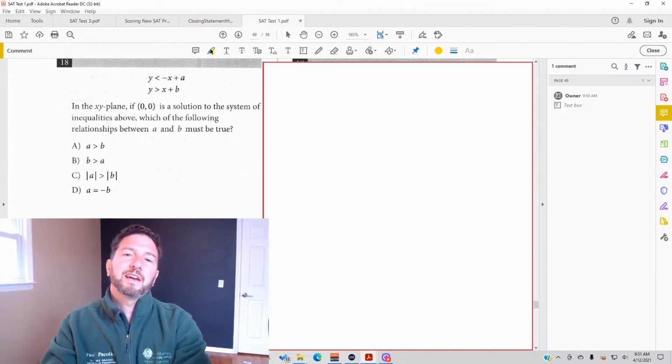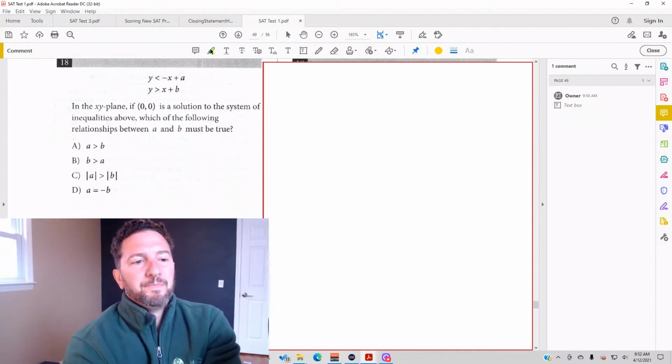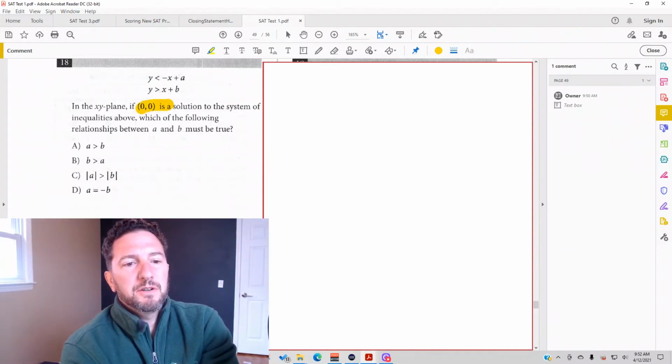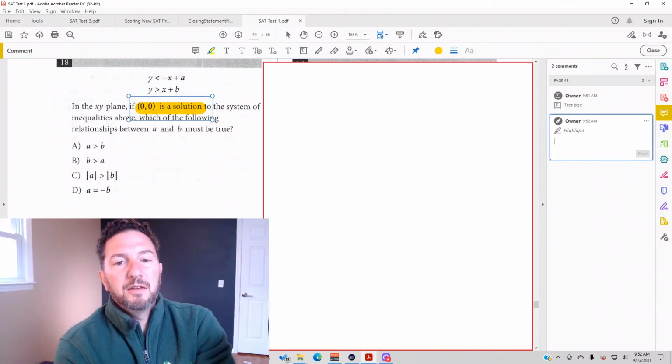Today we're going to look at Test 1, Section 4, number 18, which reads, in the xy plane, if (0, 0) is a solution to the system of inequalities above, which of the following relationships between A and B must be true? Simple rule.